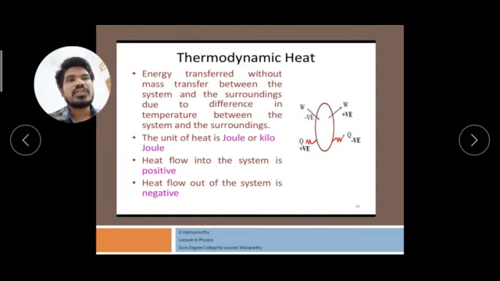And next we will go to thermodynamic heat. Heat is energy transferred without mass transfer between the system and the surroundings due to the difference in temperature between the system and the surroundings. The unit of heat is joule or kilojoule. Heat flow into the system is positive. Heat flow out of the system is negative.